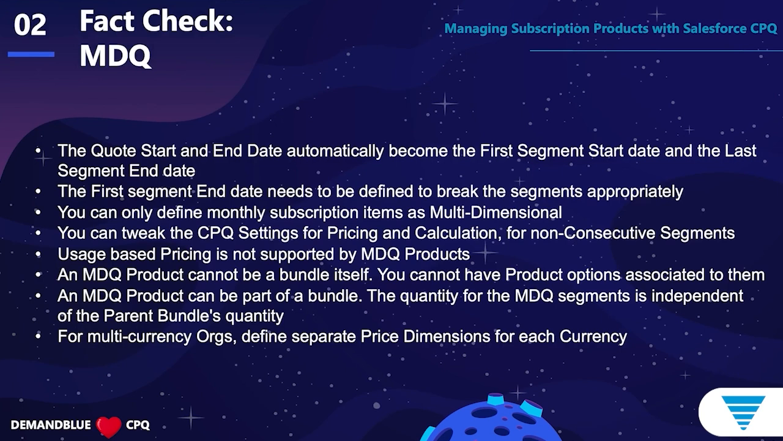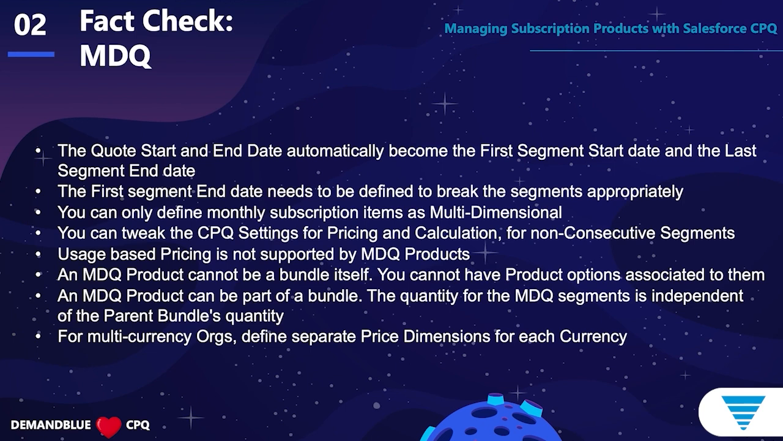All right, let's end this with an MDQ fact check. The quote start and end date automatically become the first segment start date and last segment end date. The first segment end date needs to be defined in order to break the segments appropriately. You can only define monthly subscription items as multidimensional. You can tweak the CPQ settings for pricing and calculation in case you need to configure non-consecutive segments. Usage-based pricing is not supported by MDQ products. An MDQ product cannot be the bundle itself, which means you cannot have product options associated with them.